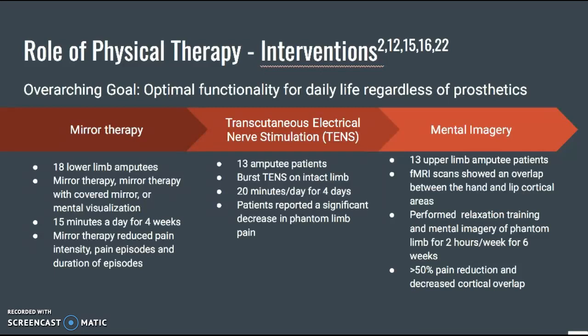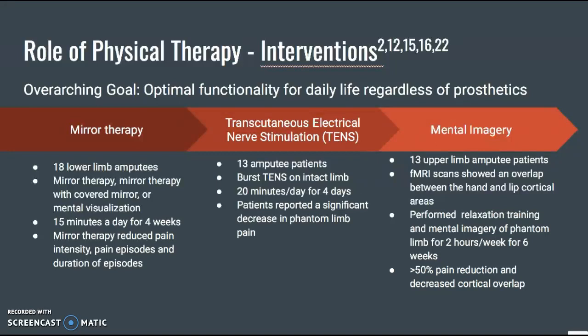The first intervention is mirror therapy, where the patient places their residual limb on the non-reflective side of the mirror and views their intact limb on the reflective side of the mirror. The image that is created in the mirror shows a replacement of the phantom limb. The patient then moves both limbs while looking in the mirror. It is believed that this intervention reduces phantom limb pain by minimizing the conflict between proprioception and visual feedback of the phantom limb.